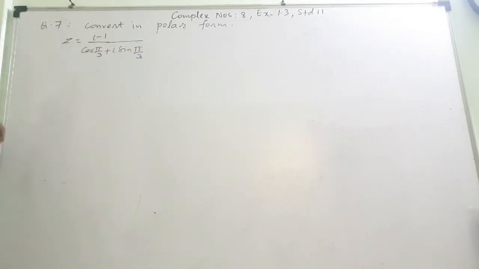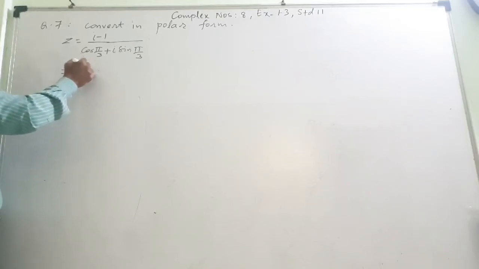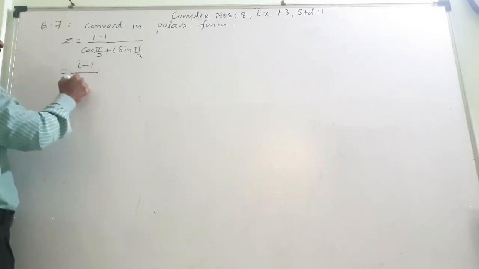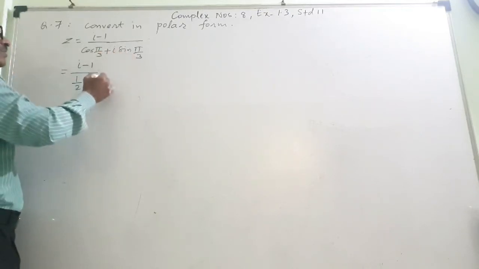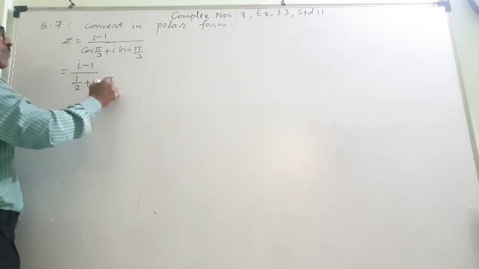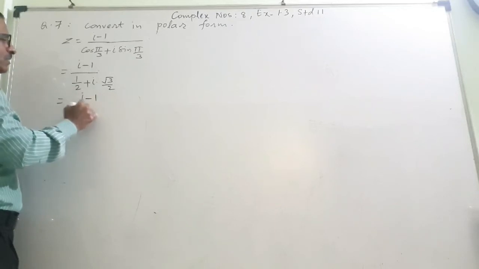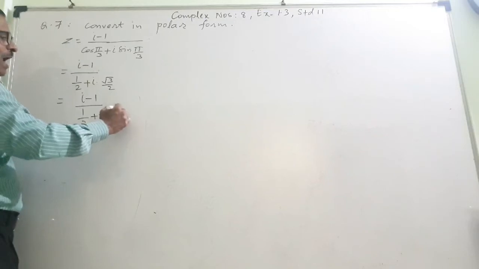This I can write immediately. That is equal to (i minus 1) upon cos of pi by 3. Cos of pi by 3 means cos of 60. The value of cos of 60 is equal to sin of 30, and that is half, plus i sin of 60, this is root 3 upon 2, i into root 3 upon 2. So I will write in the proper form (i minus 1) upon (1 upon 2 plus root 3 upon 2 i).